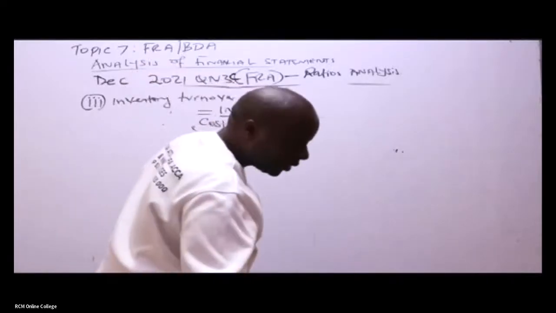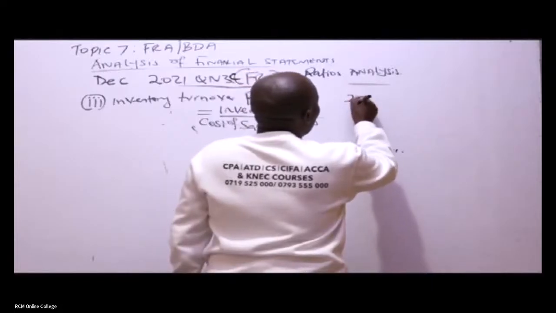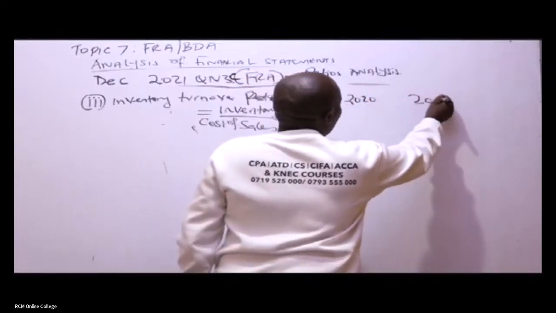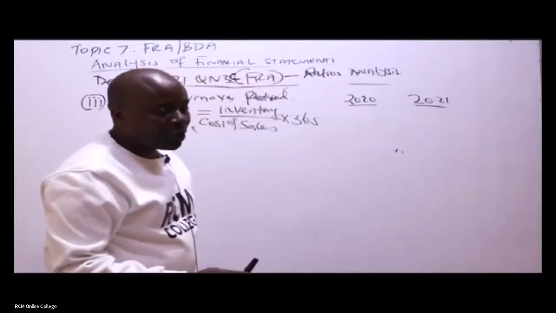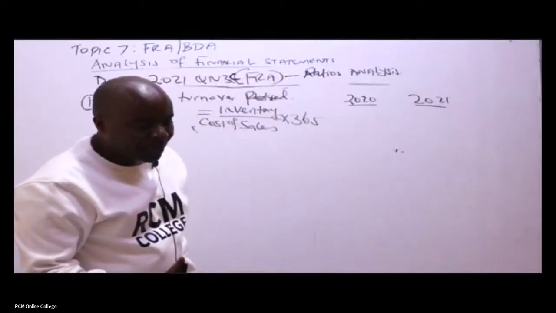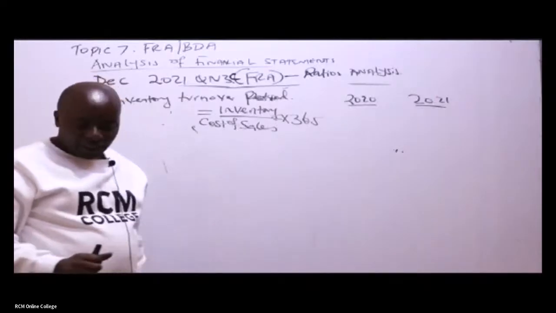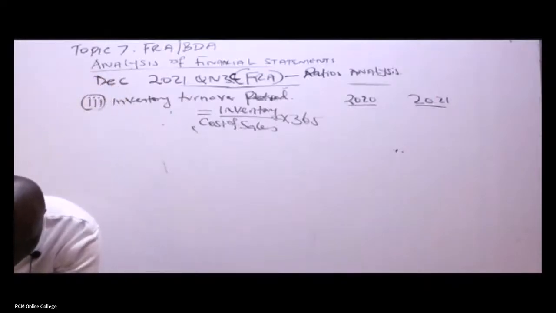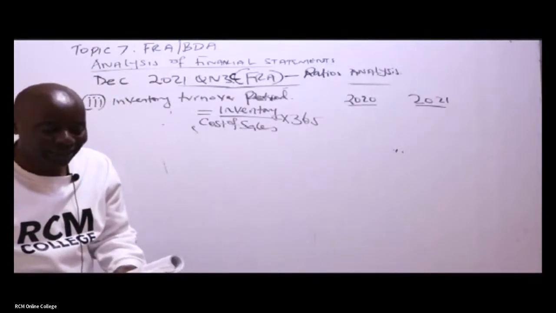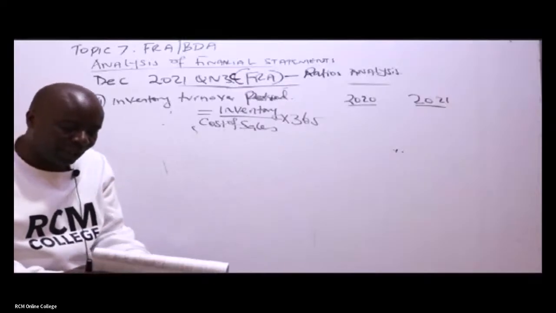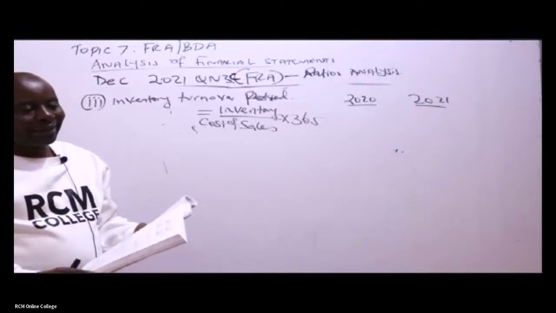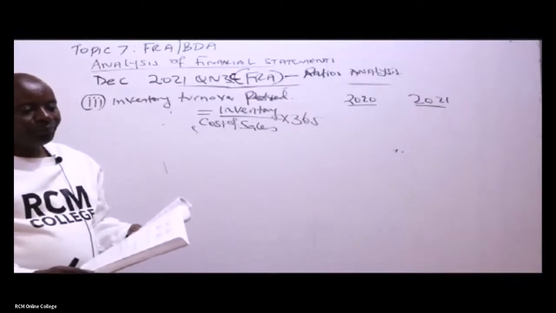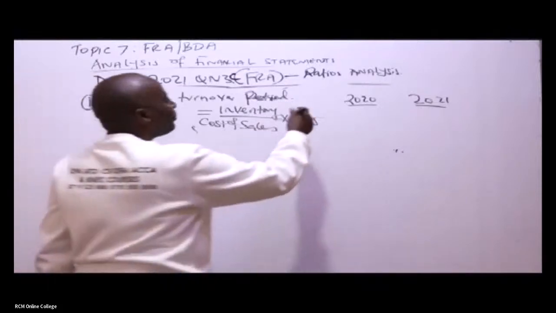So come and give us these figures. We have 2020, 2021. Are you able to see inventory for 2020? Are we together, students? Go to current assets, pick inventory. How much do we have there under current assets? Pick inventory. 81,000.